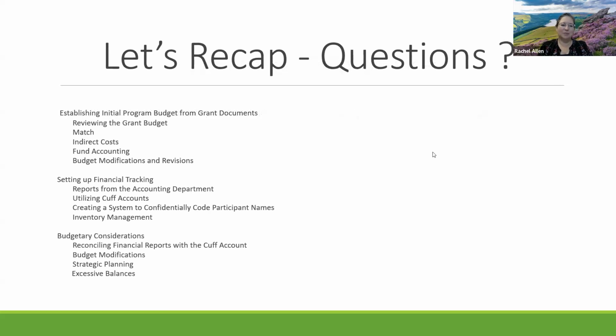So just to recap, establishing initial program budget from grant documents. So we talked about reviewing the grant budget, match, indirect costs, fund accounting, budget modifications and revisions, setting up financial tracking, reports from the accounting department, utilizing CUF accounts, creating a system to confidentially code participant names, inventory management, and then budgetary considerations, reconciling financial reports with the CUF account, budget modifications, strategic planning, excessive balances.